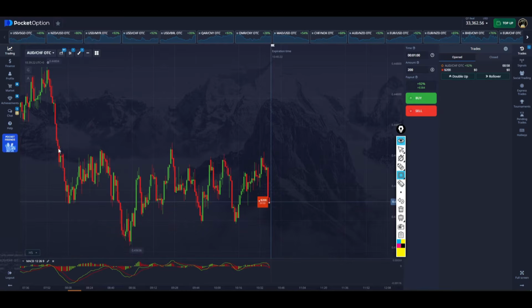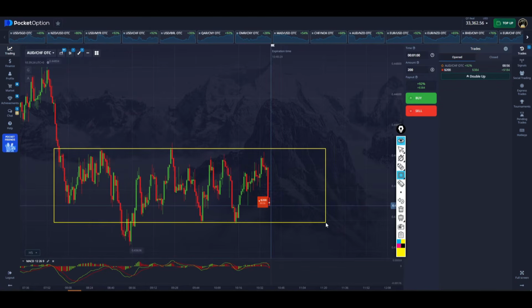The market makes an impulsive move down and the MACD shows a crossover, which signals an entry into a sell trade. Of course, it's always better to look for trending markets where price has a clear direction. Trading inside a flat range can be a bit risky, but let's see how this trade plays out.